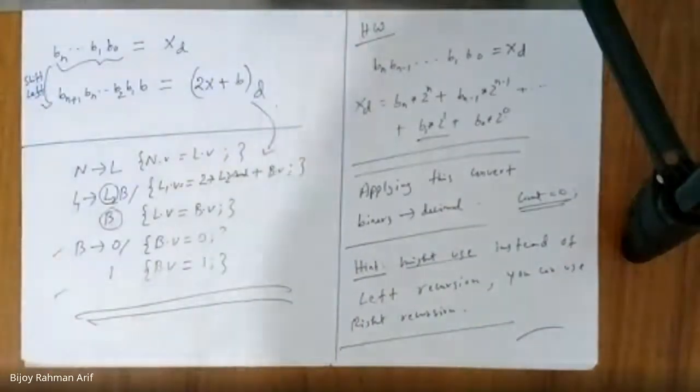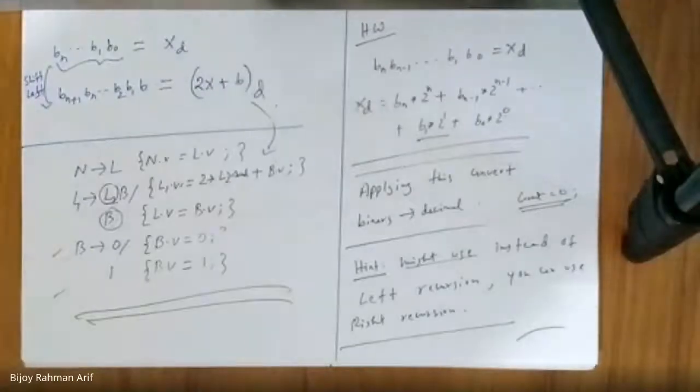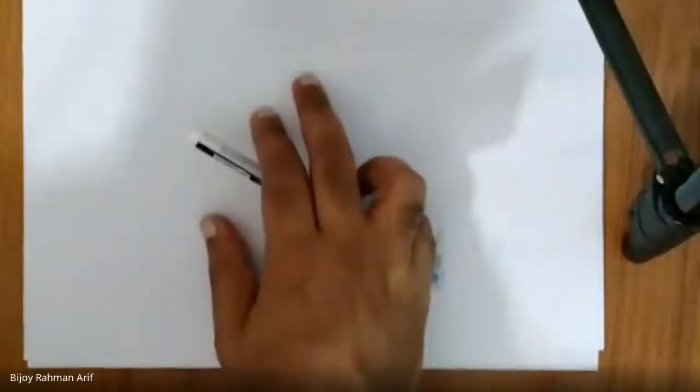Did you get the hint? Yes, sir. Okay, so that's the hint. You can try this by yourself. All right, now let's see, try it and see if you understand.